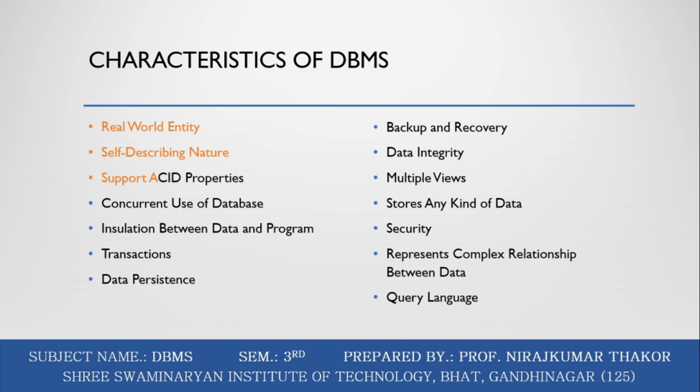And now the third one is support for ACID properties. Any DBMS is able to support ACID properties. A means accuracy, C means completeness, I means isolation, and D means durability. It is made sure in every DBMS that the real purpose of the data should not be lost while performing transactions like insert, update, and delete operations on the database.